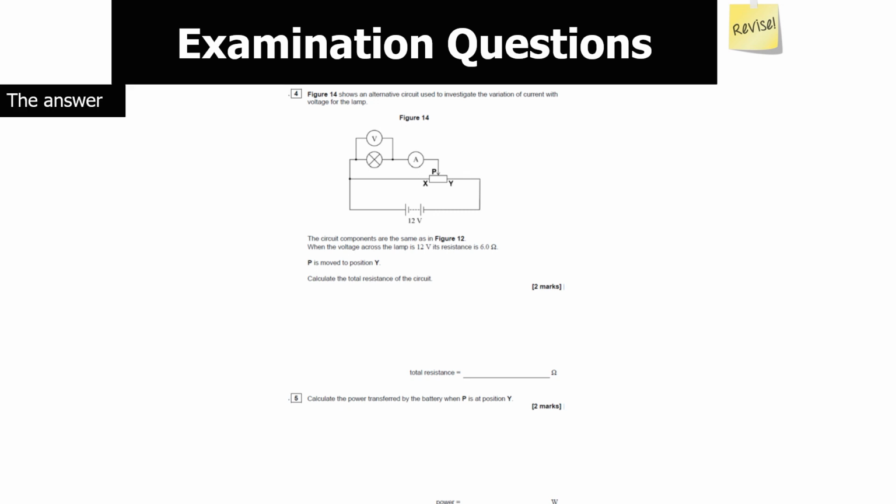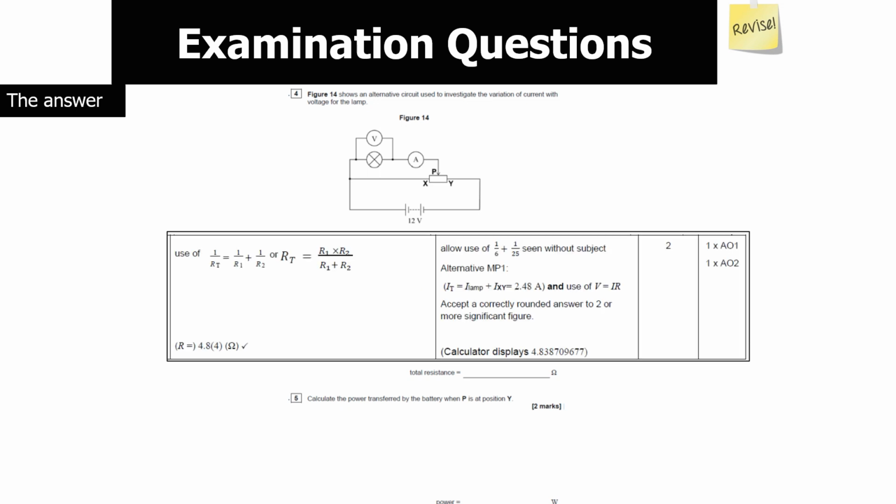Right, so what you're going to do in this case is, if P is moved to position Y, straight away we can work out our total resistance, and it's in a parallel circuit now. So it's 1 over R total equals 1 over R1 plus 1 over R2. At that point you can work out your values, because we know that one resistor has a resistance of 6 ohms and the other one is 25. So therefore it's 1 over 6 plus 1 over 25. Add them together, flip it over to make it R.